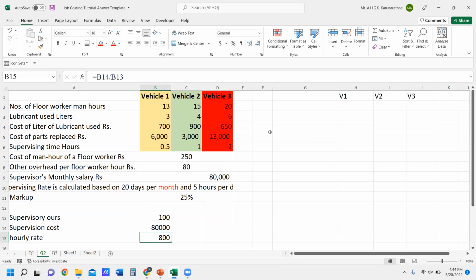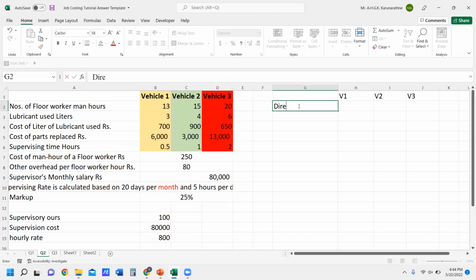So these are the information. First we'll take the direct labor cost. Direct labor cost or floor worker cost, right?